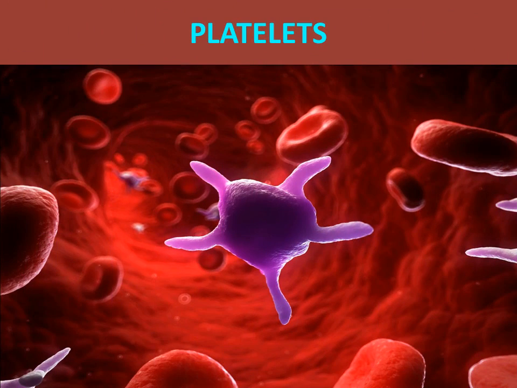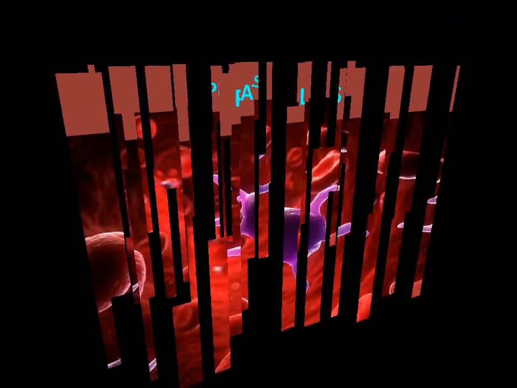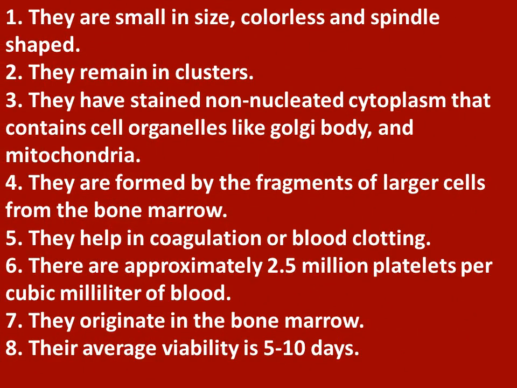Now, platelets. They are small in size, colorless and spindle-shaped. They remain in clusters. They have stained, non-nucleated cytoplasm that contains cell organelles like Golgi body and mitochondria. They are formed by the fragments of larger cells from the bone marrow. They help in coagulation or blood clotting. There are approximately 2.5 million platelets per cubic milliliter of blood. They originate in the bone marrow. Their average viability is 5 to 10 days.